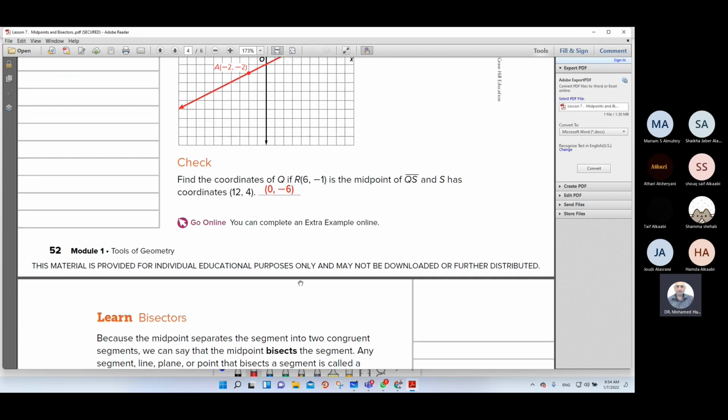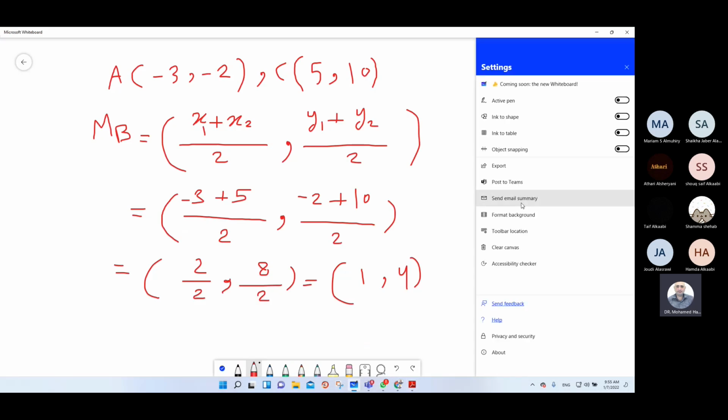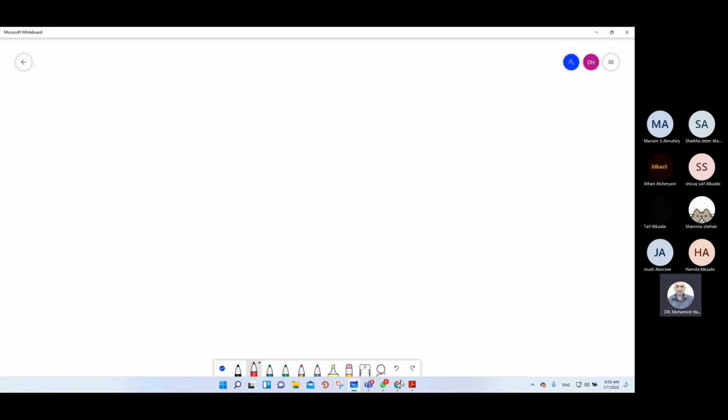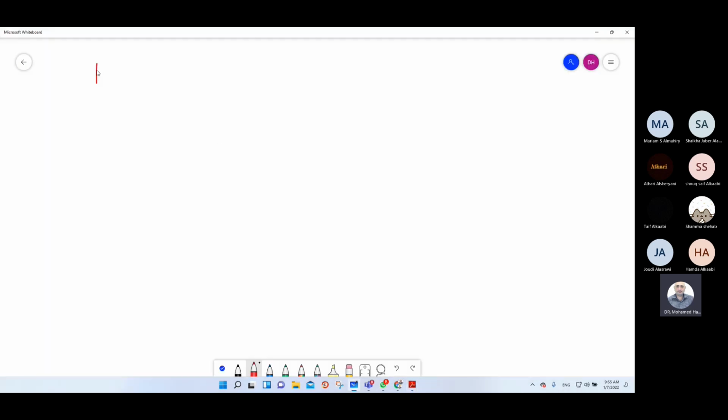The second example here: find the coordinates of Q. R 6, negative 1 is the midpoint. So we know the midpoint. The name of the midpoint here is R, 6, negative 1. This is the midpoint.